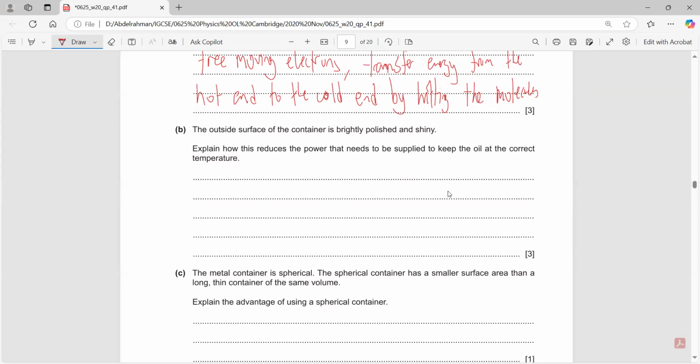You want to keep it hot. So in this question, you have to say that the shiny surfaces, the white shiny surfaces, are the worst emitters of infrared radiation. So you can say that less energy is lost.